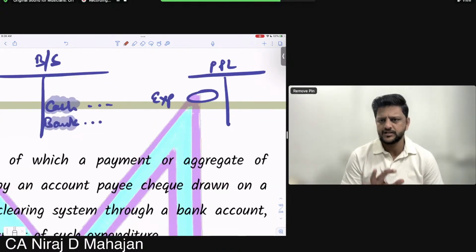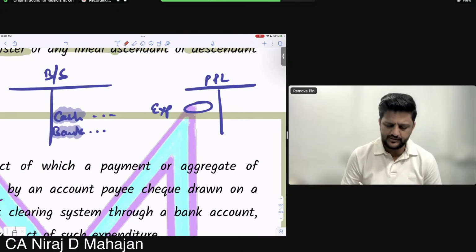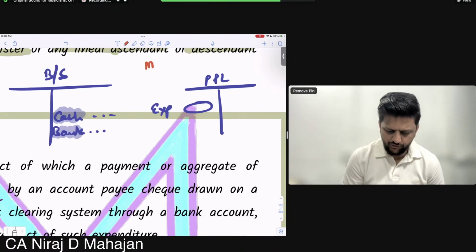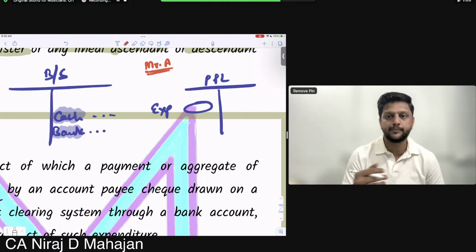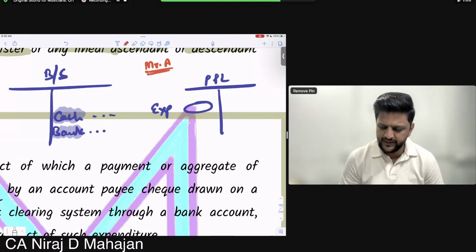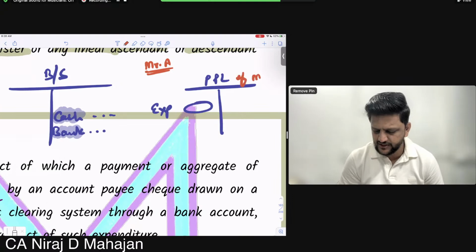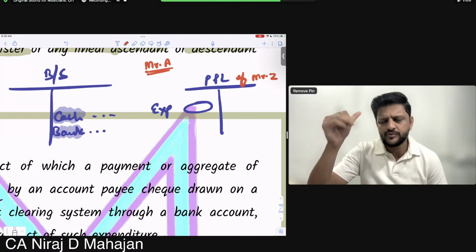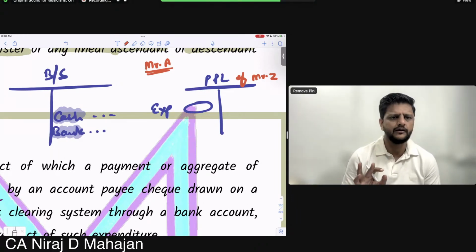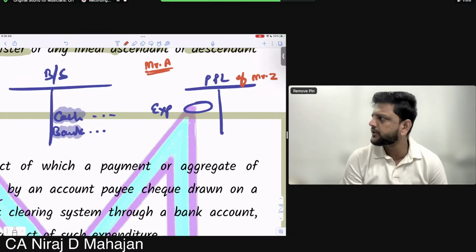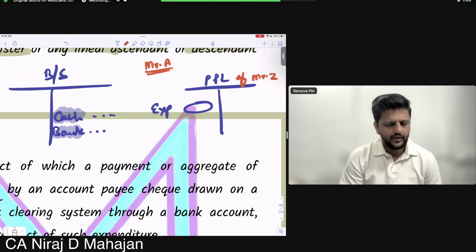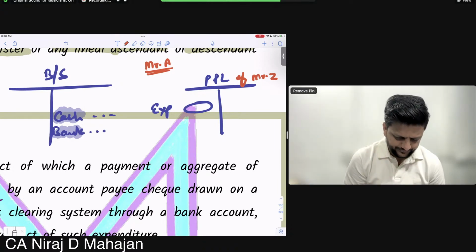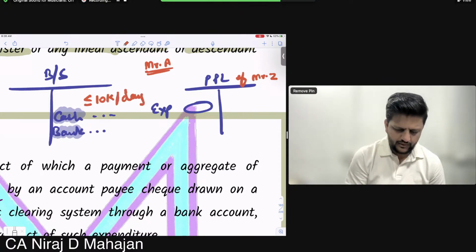If he is paid by cash, it is allowed. Let us say that expenditure is for Mr. A, who is the payee recipient. And our assessee, the P&L of, let us say, Mr. Z. Who is our assessee, A or Z? Z. Our assessee is Z right now. He is making some payment to Mr. A. Clear till here? Fine. If actual cash, hard cash is given to Mr. A, it is allowed. But it is allowed up to how much? 10,000 per day.